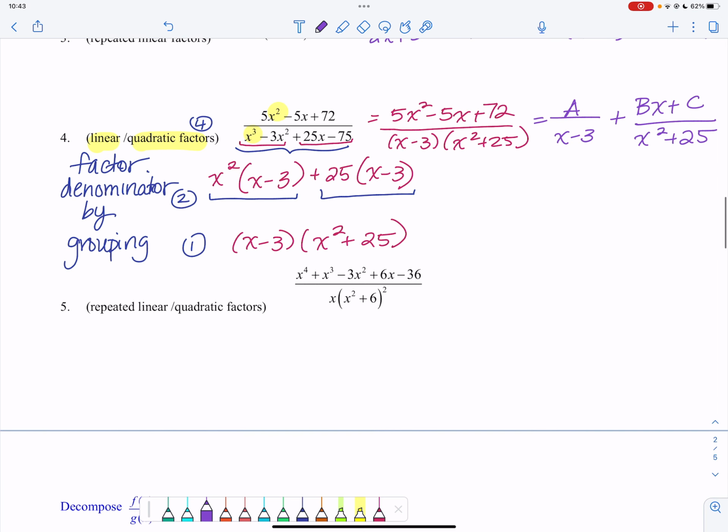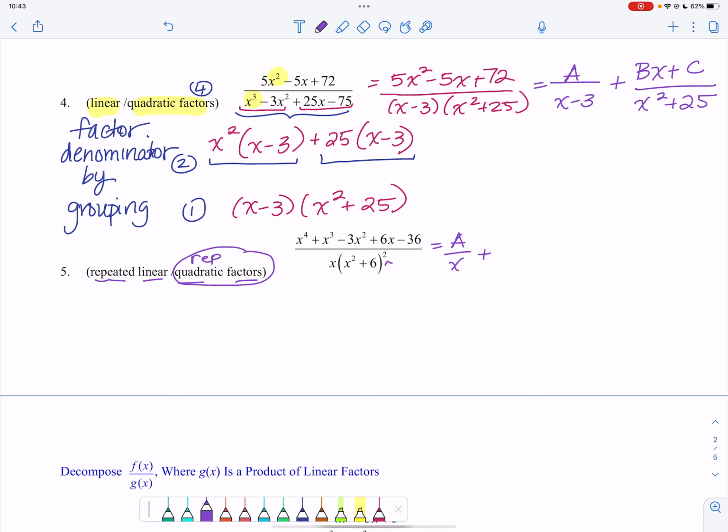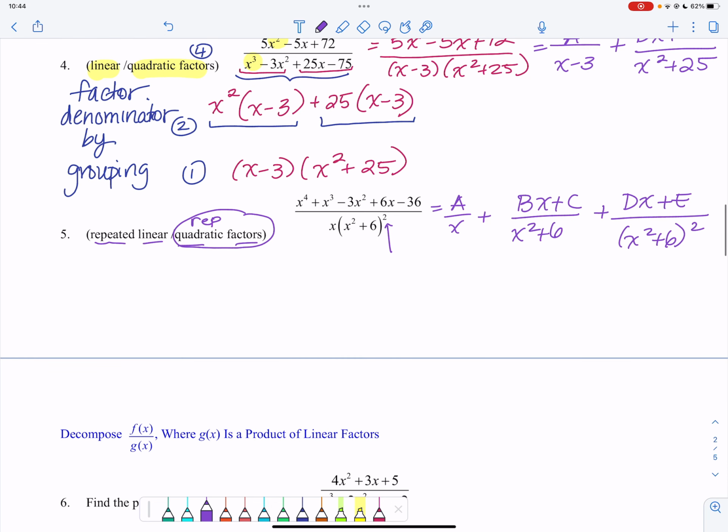What if we have repeated linear and quadratic factors? So here we have a repeated quadratic factor, okay? So how we will deal with that is just what you think. It's going to be the A over x. Now, since this is a square, we'll have the Bx plus C divided by x squared plus 6. And now we'll have a Dx plus E over x squared plus 6 squared. So that's the method. Those are the forms, and you will have to know those.